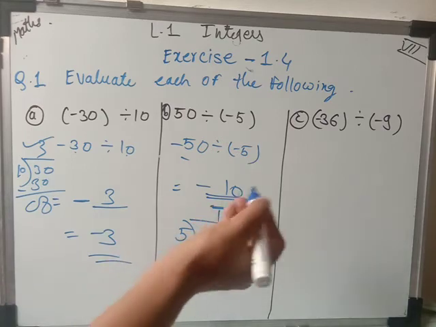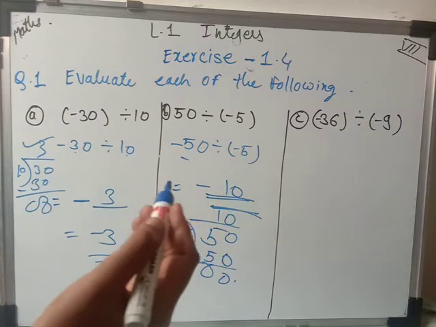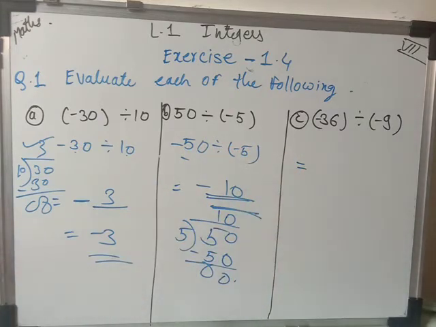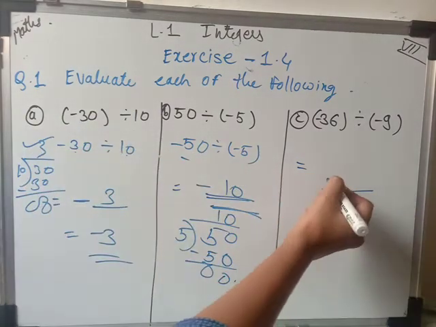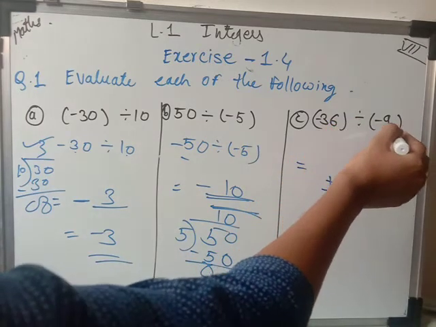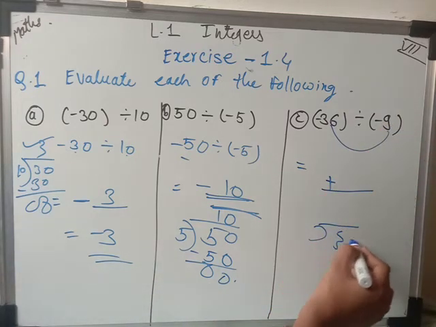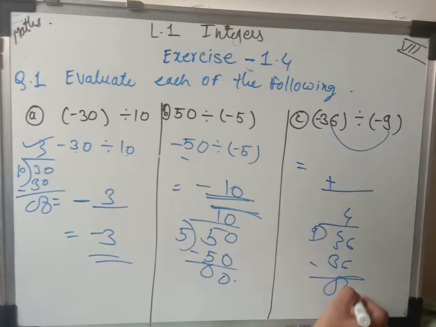Okay, now let's do the division of minus 36 and minus 9. Both are negative integers. So here what we have to remember? When we are dividing two negative integers, whatever quotient comes will be a positive integer. So students, when you are dividing two negative integers, divide them as whole numbers first. So here 36 divided by 9. So 9 fours are 36, and we got the answer, that is 4. So 4 is the quotient, and which is a positive integer.